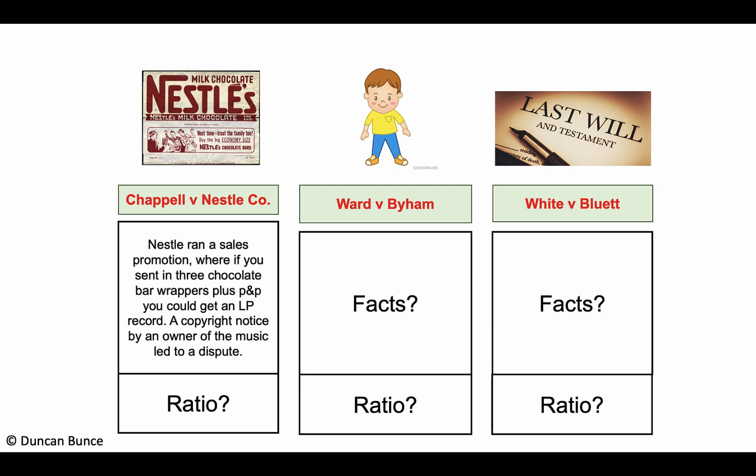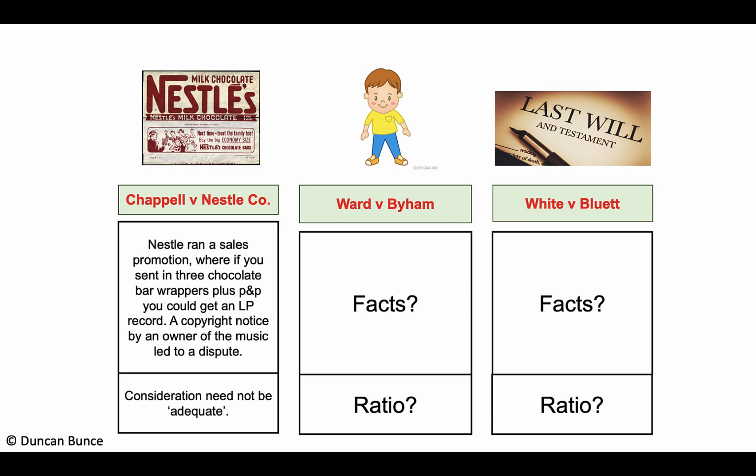Now, less interesting perhaps for what we're doing today is how this dispute reached the court. It was actually a copyright issue raised by the owner of one of the pieces of music on one of the promotional LPs. That was what brought it to court. But the question that was discussed was, is this a contract? Was this consideration, chocolate bar wrappers sent in by the consumer with the postage and packaging money to get this LP? Was this a contractual situation in terms of goods?